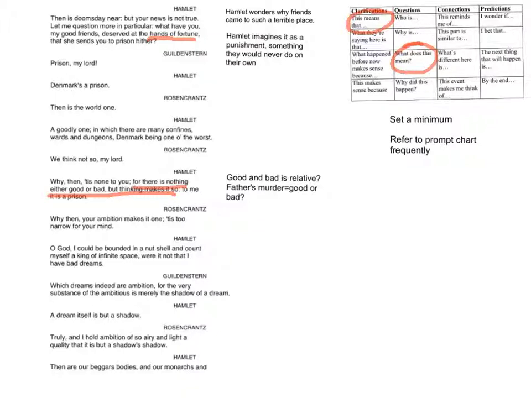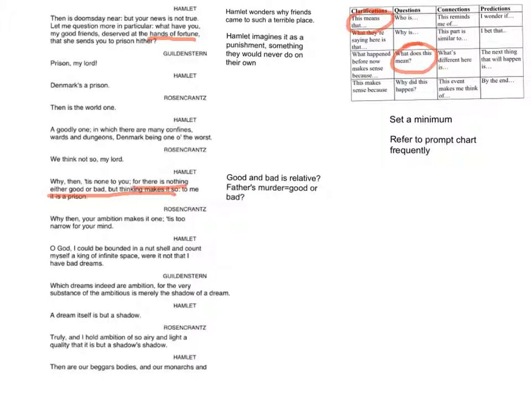So because I'm confused by this passage, my note here reads, "good and bad is relative." So is his father's murder either good or bad? This doesn't seem in character right now with what Hamlet believes about his father's murder. I now know that this is a question that, as I continue to read, I need to try to answer. What are Hamlet's views on good or bad, and how do those affect his behavior?